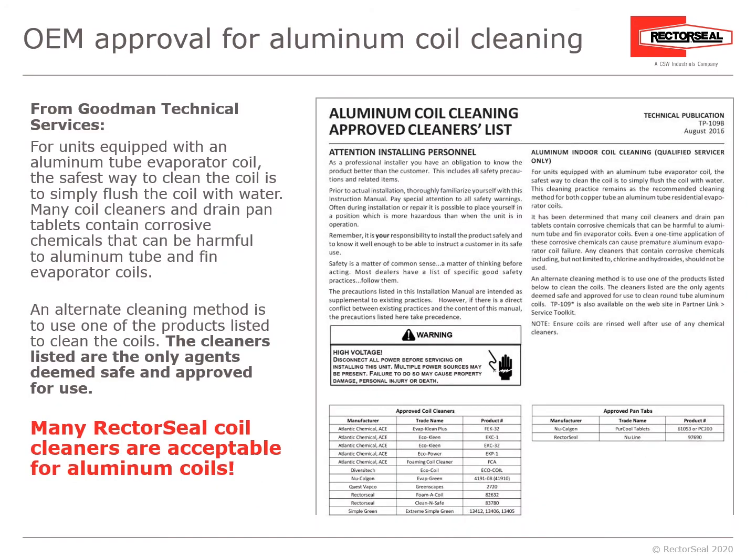Here we have a technical publication from Goodman Technical Services approving the use of Clean and Safe on their aluminum coils. In their bulletin, it states, for units equipped with an aluminum tube evaporator coil, the safest way to clean the coil is to simply flush the coil with water. Many coil cleaners and drain pan tablets contain corrosive chemicals that can be harmful to aluminum tube and fin evaporator coils. An alternative cleaning method is to use one of the products listed to clean the coils, and many RectorSeal coil cleaners are acceptable for aluminum coils.